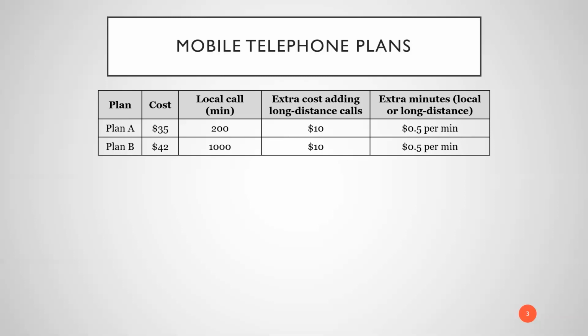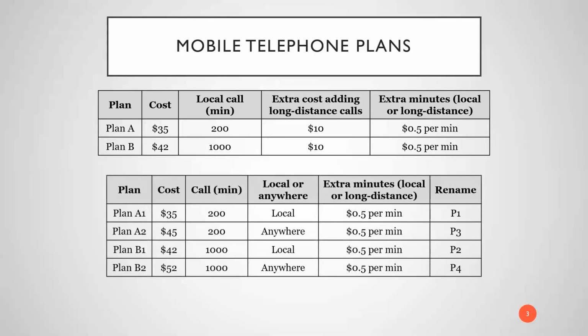So the situation gets a little bit complicated, and to simplify the problem, we can define 4 types of plans based on Plan A and Plan B. Let's name them as Plan A1, A2, B1, and B2. Plan A1 is just local calls. So each plan is divided into 2 sub-plans. In one of them, it's only local. In the second one, it's anywhere, that is, local and long distance.